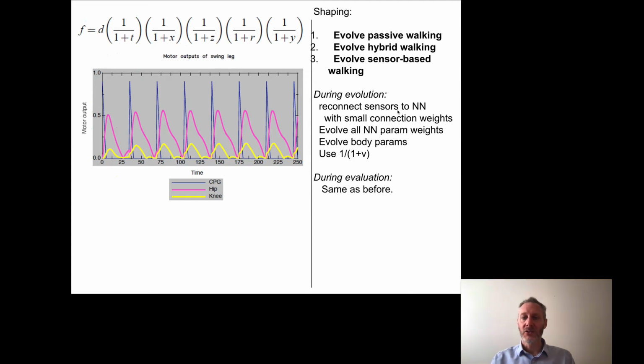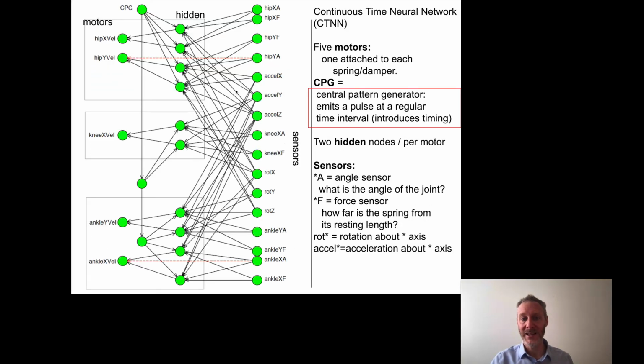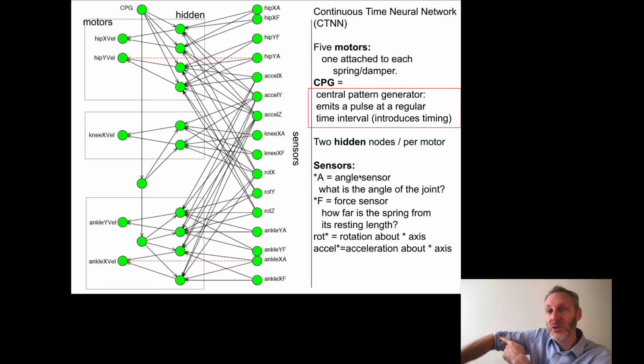Okay. So during evolution now, in phase 3, we've expanded the genome again. In that genome, we have 22 numbers for the body. We have however many synaptic weights for the CPG to motor layer connections. And we have an additional set of synaptic weights that connect the sensors to the hidden layers. What are the sensors? You'll notice a whole bunch of A's and F's. A's are angle sensors. Angle are proprioceptive. We've talked about that before.